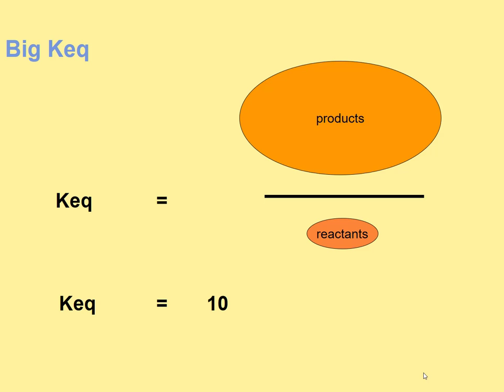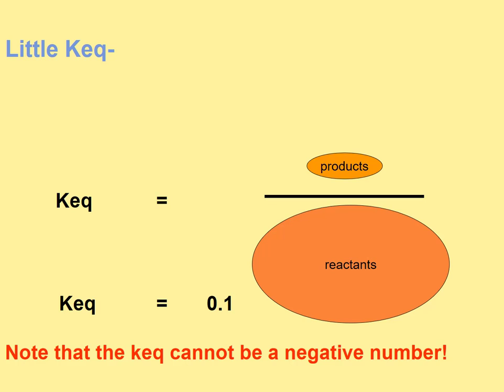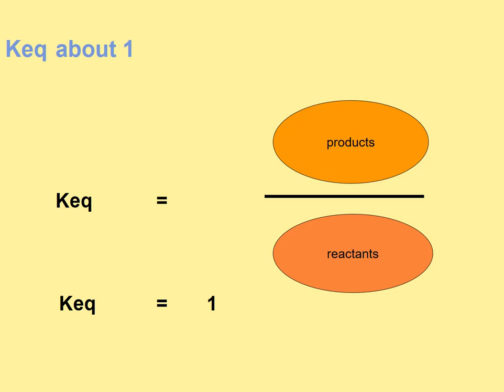Here's another picture of this. Again, if you have more products than reactants, you're going to have a number that's bigger than 1. And if you have more reactants than products, mathematically it works out that your Keq is going to be less than 1. And what happens if it is 1? Then that just means it's equal, and that's a pretty rare situation where you have equal products as reactants.